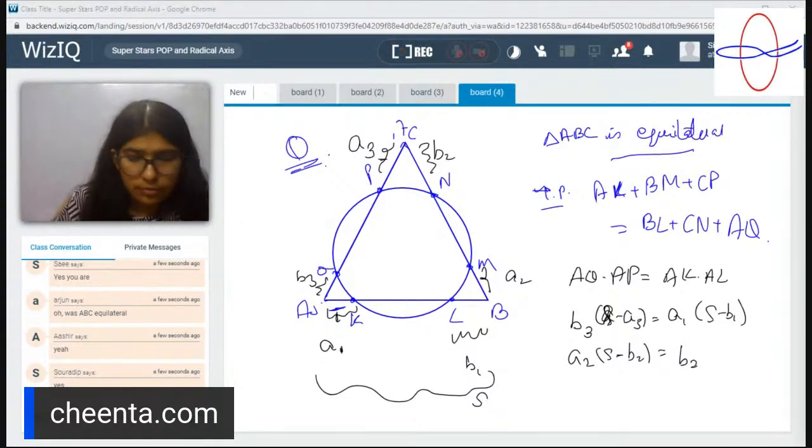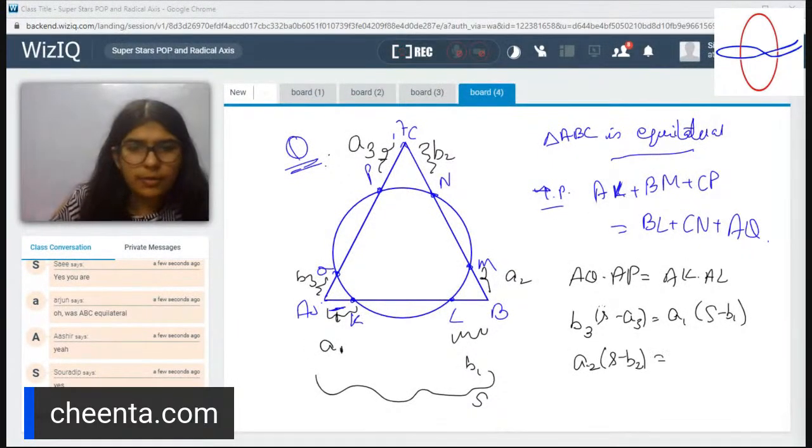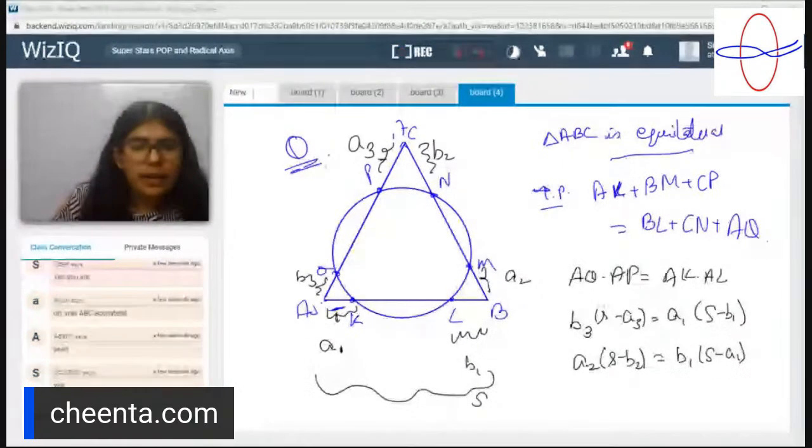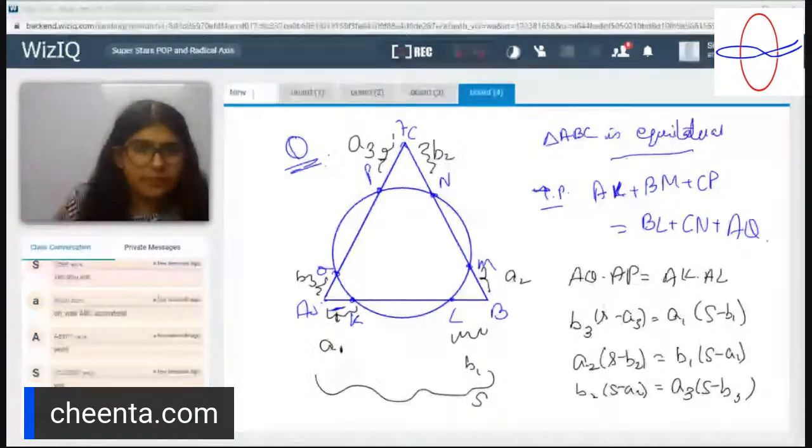Wait, no, let me write it properly. For B, A2 into S minus B2 equals B1 into S minus A1, and for C it will be B2 into S minus A2 equals A3 into S minus B3, right?